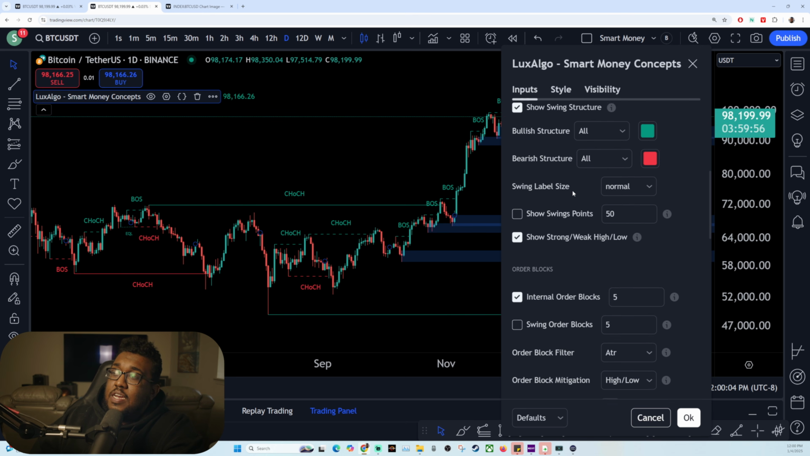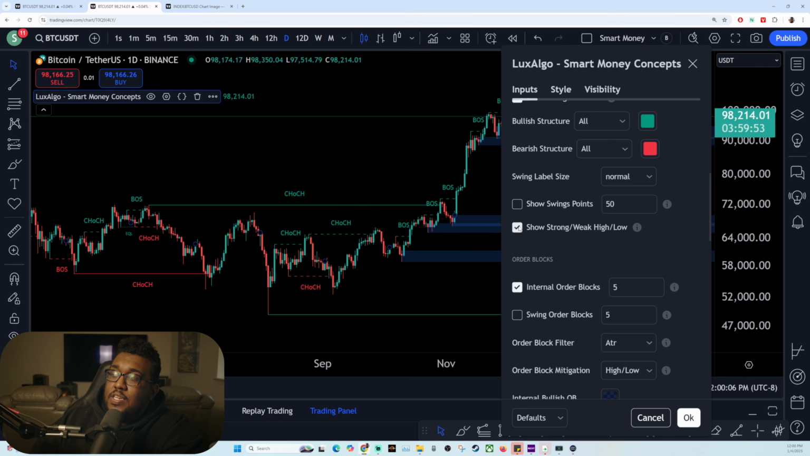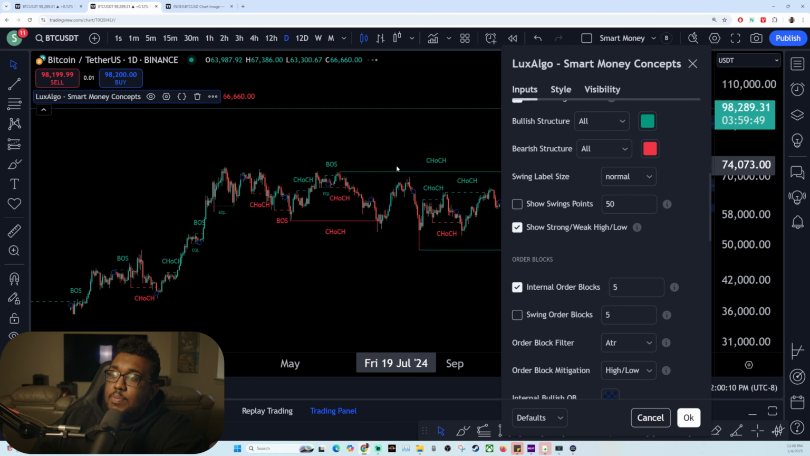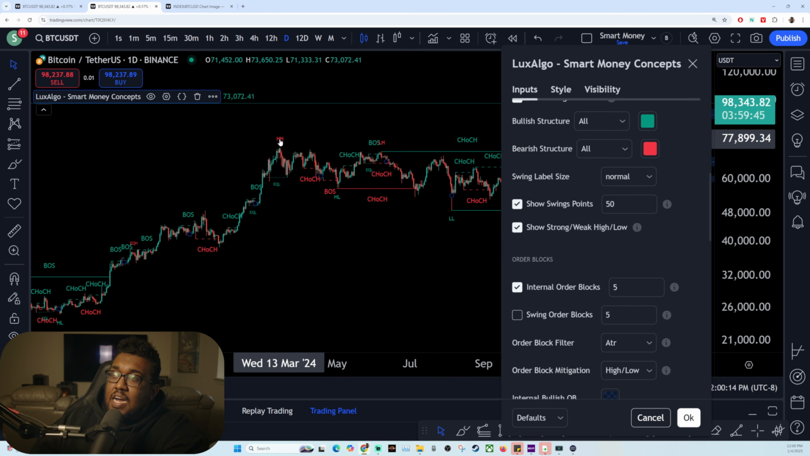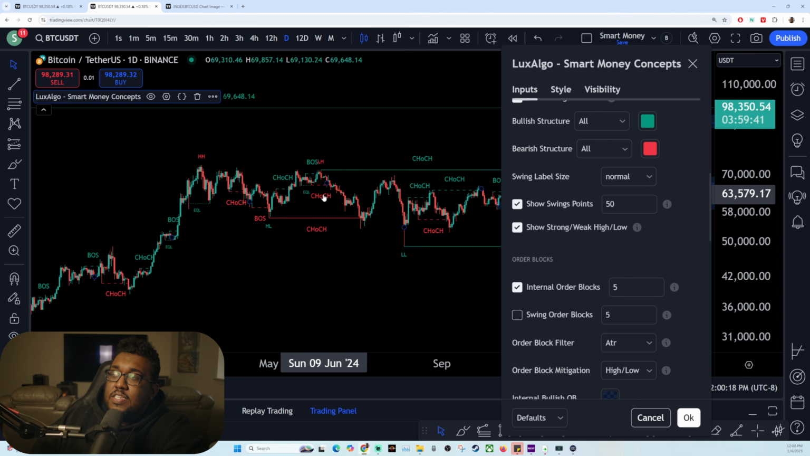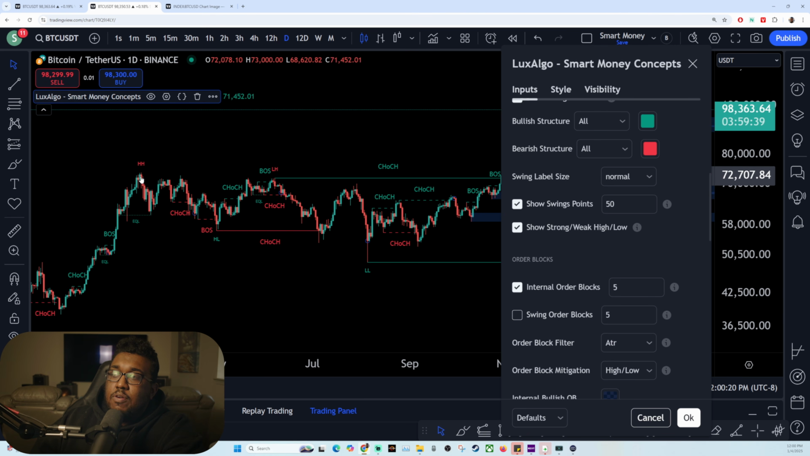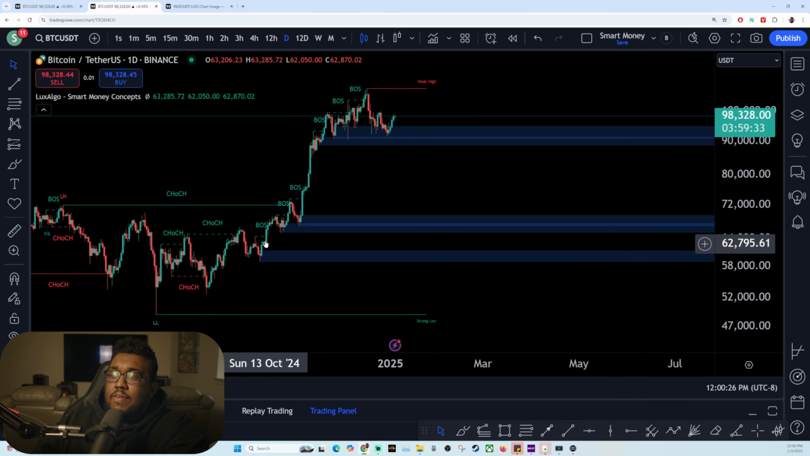Next up, you guys can see show swing points 50 and then show strong, weak, high, low. If you were to turn this on, let me zoom out a little bit more for you. They may add some swing points, highs, high, low, high, low. And that's basically just saying, hey, there was a high here, be careful, there's a little bit of resistance. I usually don't use these at all, and that's primarily because we have these order blocks here showing us levels of support, and I trust those levels of support just a little bit better.